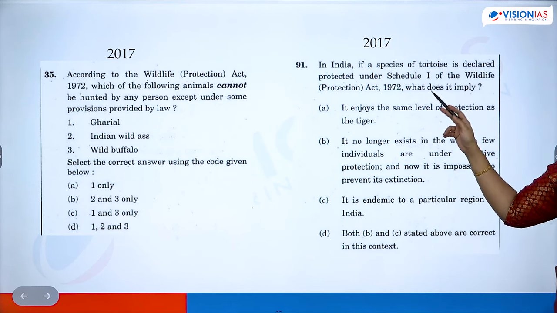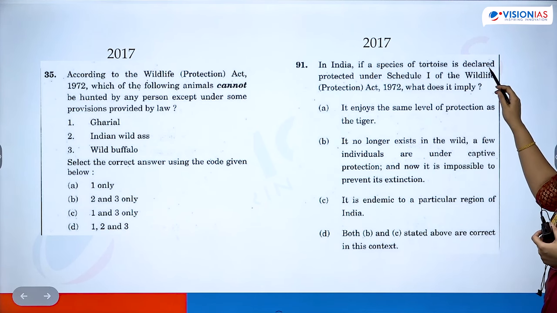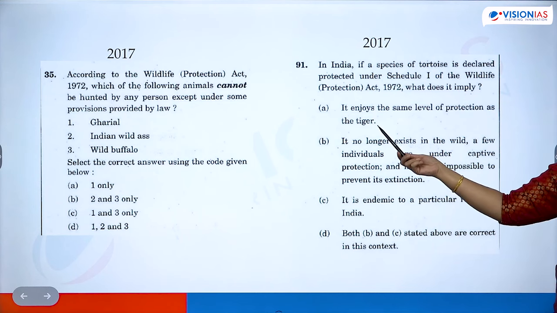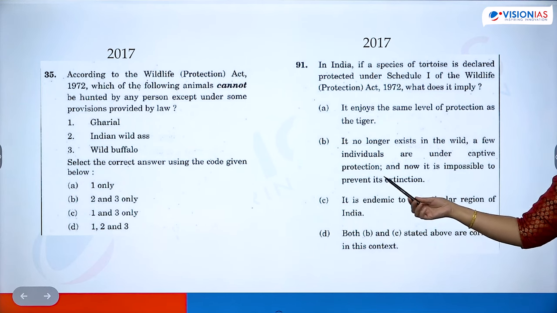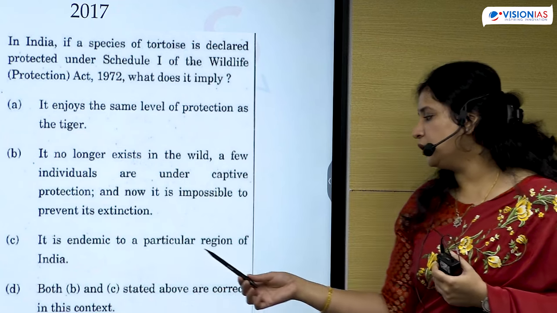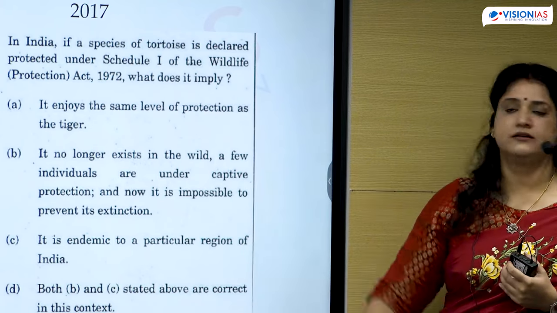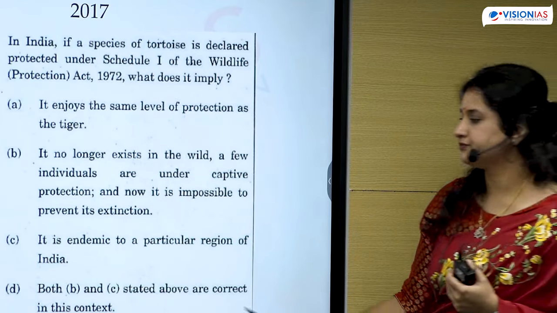Similar question in 2017. I told you there are questions in the same year which have been repeated. Wildlife Protection Act pe do question. In India, if a species of tortoise is declared protected under Schedule 1, what does it imply? A. It enjoys the same level of protection as a tiger. B. It no longer exists in the wild and only a few individuals are under captive protection. C. It is endemic to a particular region of India. D. Both B and C. The answer is A. Understood? Okay.